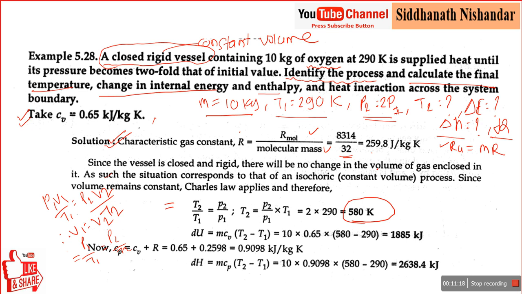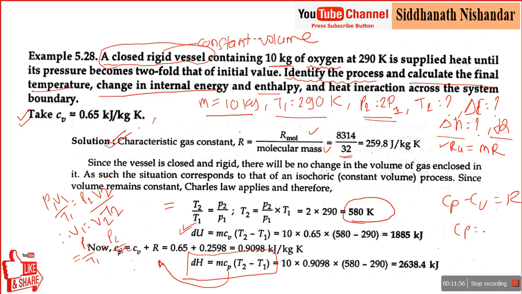The first thing they ask is the process, which is a constant volume process. They ask T2, we find it out. Now change in internal energy, they ask mCv (T2 minus T1). M is given, 10 kg. Cv is already given, 0.65 kilojoule per kg Kelvin. So that gives the change in internal energy. Why am I calculating R? Enthalpy is asked, and for enthalpy there is a formula mCp delta T. Cp is not given, so we use the relation Cp minus Cv is equal to R.